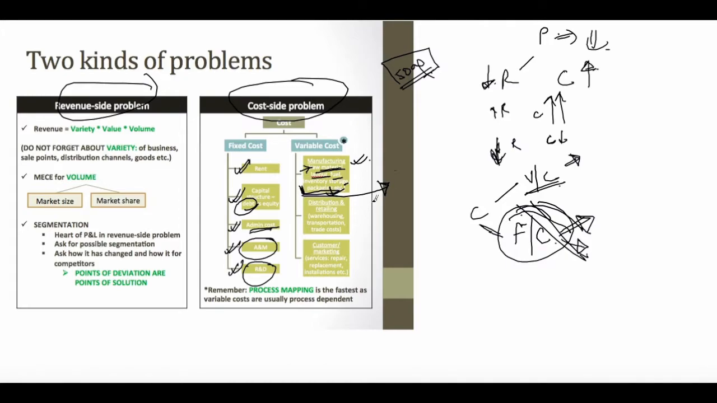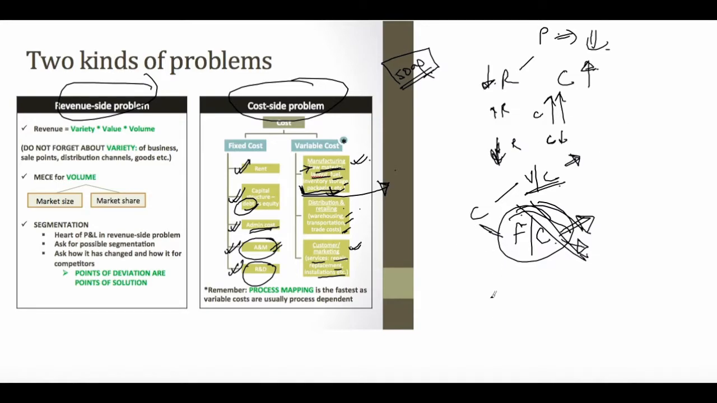Okay, then on the distribution and the retailing side, you can have the cost of warehousing, transportation, and trade cost. So the kind of discounts that you are giving, if not included in advertising and marketing cost, can be included here. And then finally you have the customer outreach: the service cost, the repair cost, the replacement, the installation, all these elements.